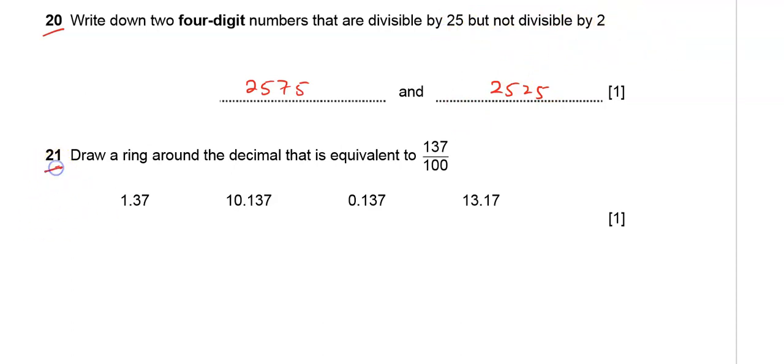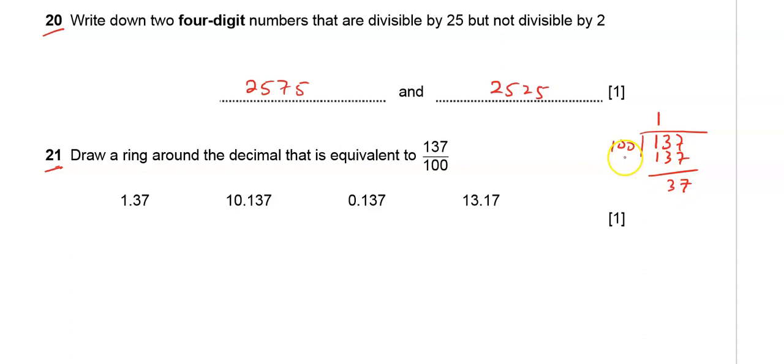Question 21. Draw a ring around the decimal that is equivalent to 137 divided by 100. So you can do long division. 137 is divided by 100. So 100 goes one time into 137. The difference will be 37.